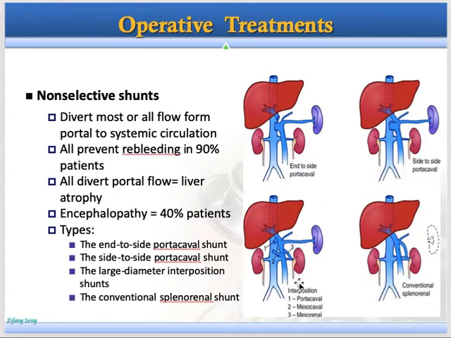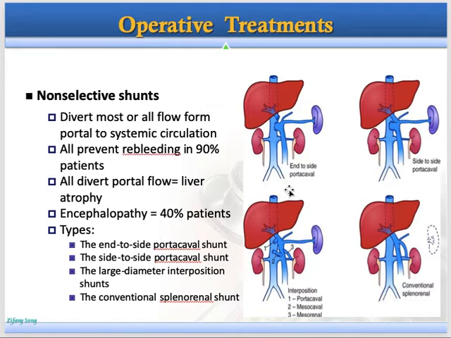Okay. This one is interposition. They are shunting the blood to the systemic circulation. And this is conventional splenorenal. And of course, it will lead to encephalopathy, because the blood is no more passing through the liver. So these surgical shunts are a very effective method to prevent the bleeding because they reduce the portal pressure and they divert the blood to the systemic circulations.